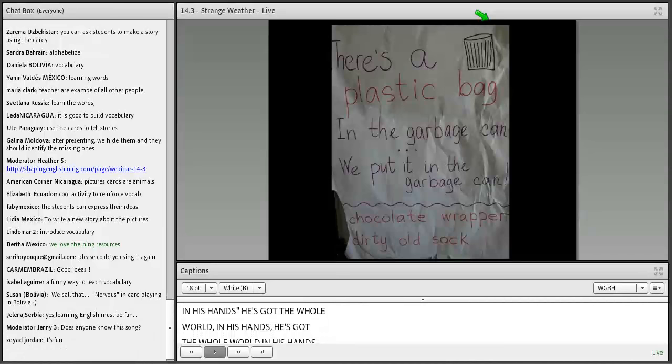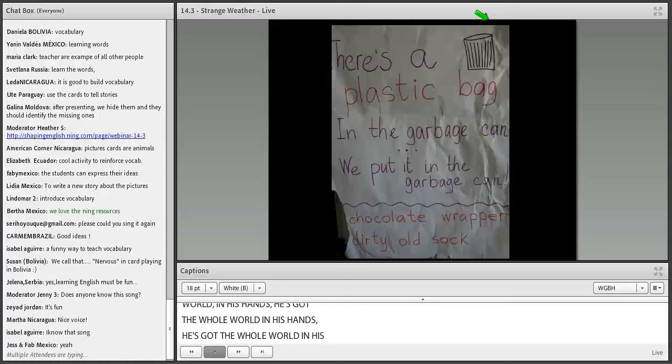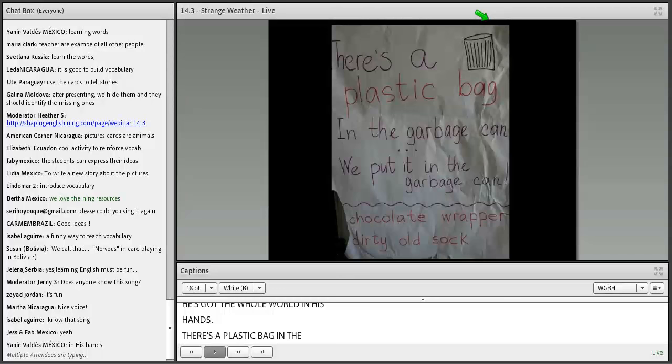Well, what is this? There's a plastic bag in the garbage can. There's a plastic bag in the garbage can. There's a plastic bag in the garbage can. We put it in the garbage can.